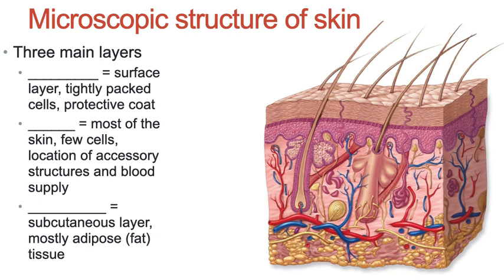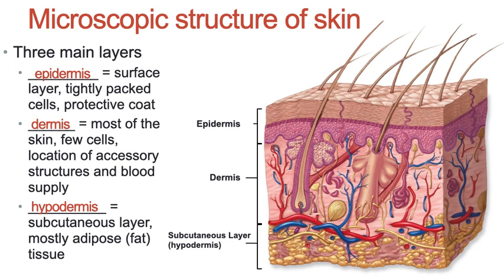So we have three main layers. We have the epidermis. Recall, that's the surface layer. It's composed of really tightly packed cells, and this layer forms a protective coat. Below that is the dermis. Most of the skin is going to be composed of dermis. It's got fewer cells, and this is where we have the location of the accessory structures that I'm going to be discussing today, as well as the blood supply.